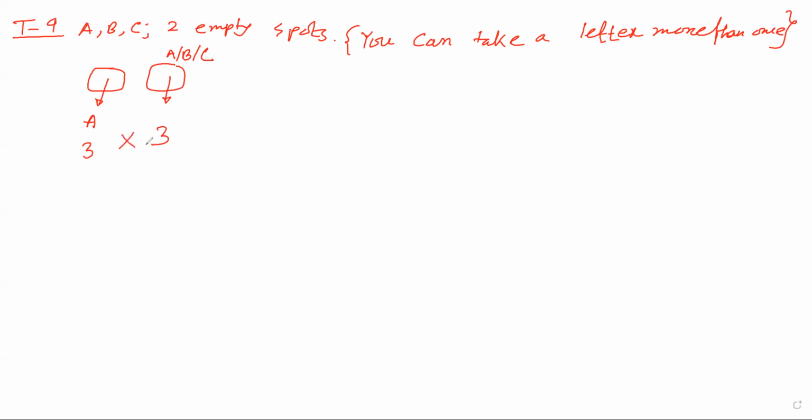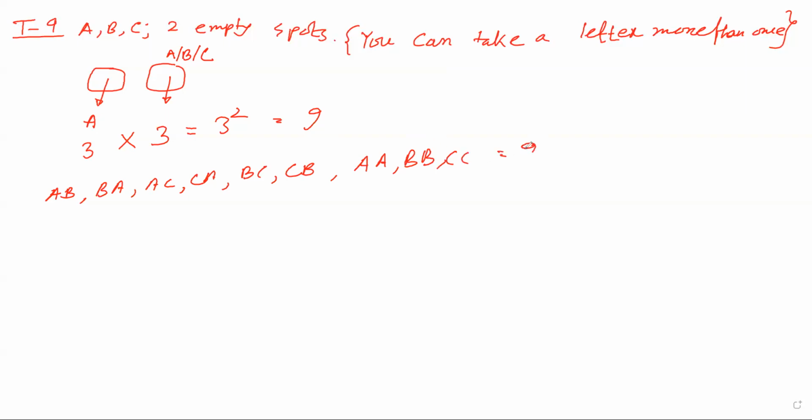So the total number of arrangements will be 3 times 3. Let me show you how it is 3 square, equal to 9. First of all, AB, BA, AC, CA, BC, CB, then AA, BB, CC. Total of 9, or 3 square ways I can fill those up.